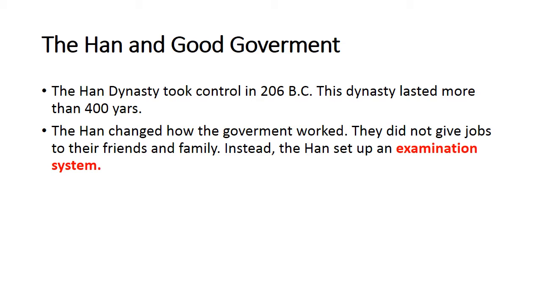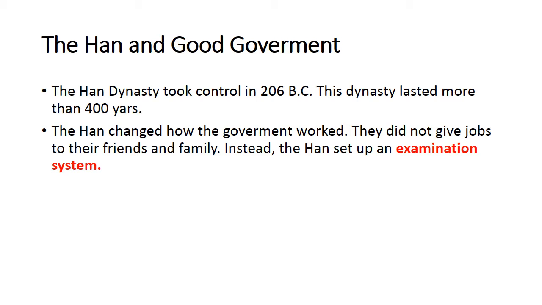They did not give jobs to their friends or family. Instead, the Han set up an examination system. A person had to pass a difficult test to become a government official. Students went to special schools to prepare for the test. By 206 BC, China was a huge country of about 60 million people. China had many more people than any other country at the time.